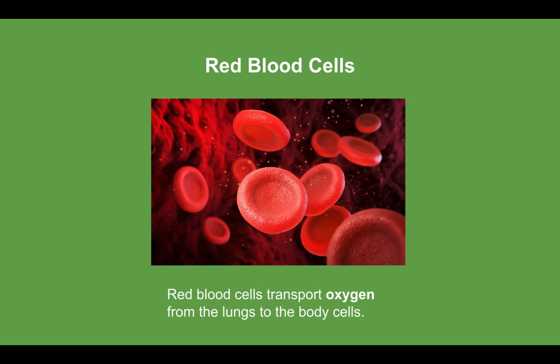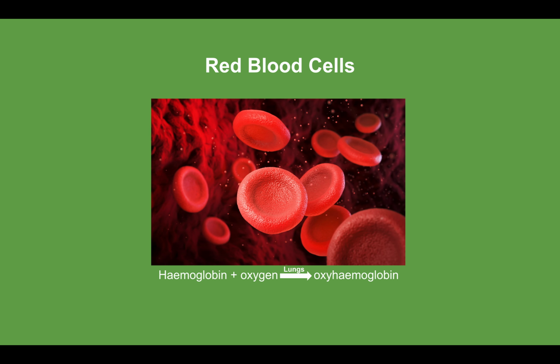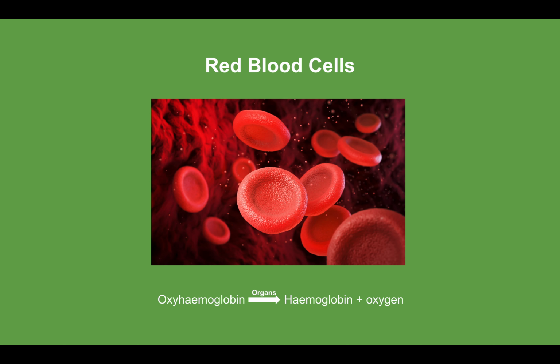Red blood cells. So red blood cells transport oxygen from the lungs to the body cells. They contain the oxygen-carrying molecule known as hemoglobin. Shown here is the equation that takes place within the lungs, which is hemoglobin combining with oxygen in the lungs to form oxyhemoglobin. And then when it's carried to the organs, oxyhemoglobin breaks apart and releases hemoglobin and oxygen.